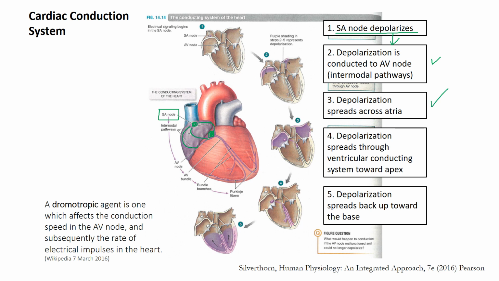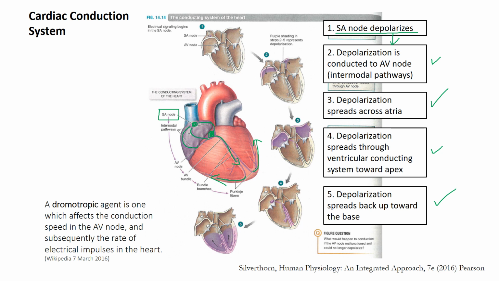From the AV node, the depolarization wave travels first down the septum towards the apex, and then it turns back around up toward the base of the heart via these so-called Purkinje fibers. The cells of the conduction system, the internodal pathways, the bundle branches, the Purkinje fibers, all act sort of like nervous tissue, but these are not nerve cells. They are embryonically derived from the same cells as regular myocytes. So they're a kind of cardiomyocyte.